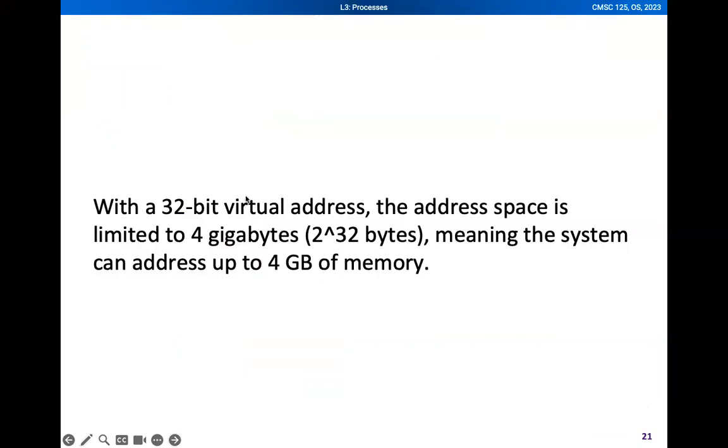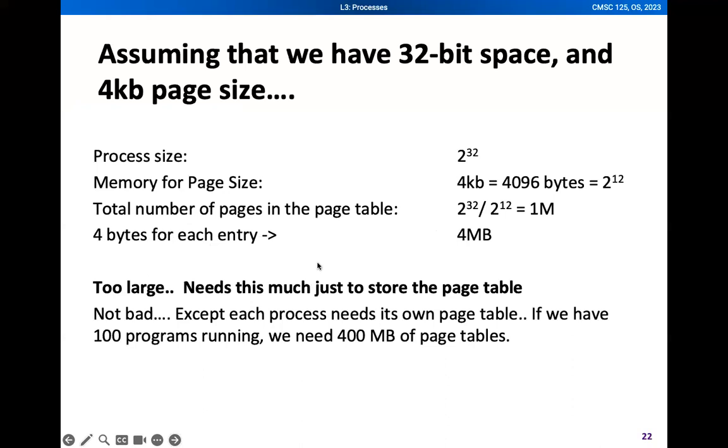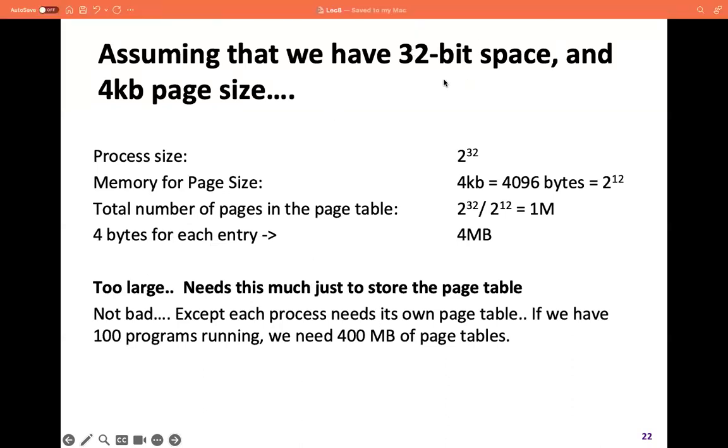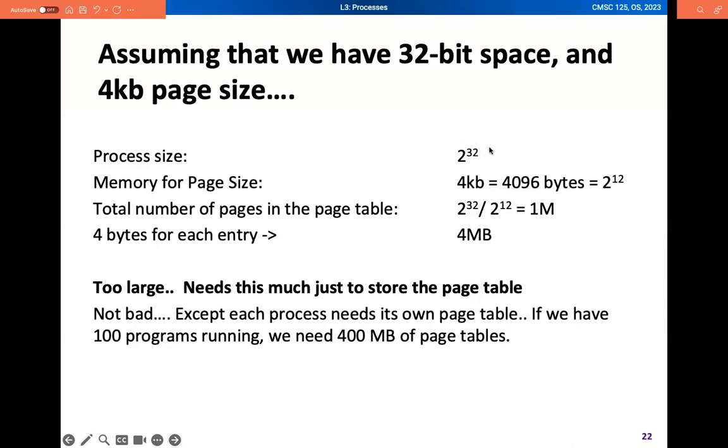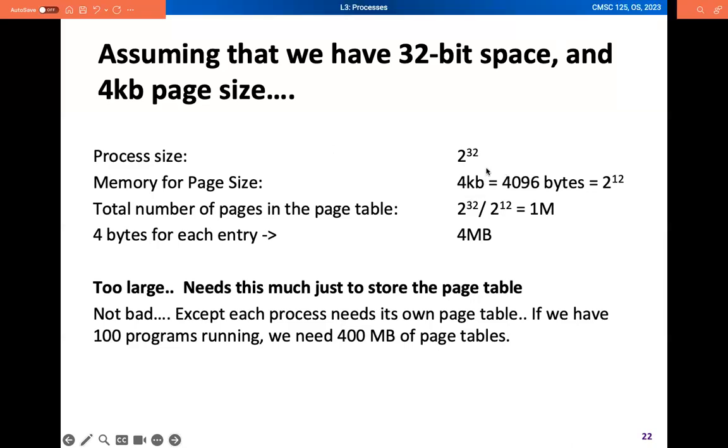With a 32-bit virtual address, the address space is limited to 4 gig, meaning the system can address up to 4 gig of memory. Anyway, assume that we have a 32-bit space and a 4 kilobyte page size. So assuming that we have a process size of 2 raised to 32 bytes, and each page size is 4 kilobytes, that is equivalent to 4,096 bytes, which is equal to 2 raised to 12.